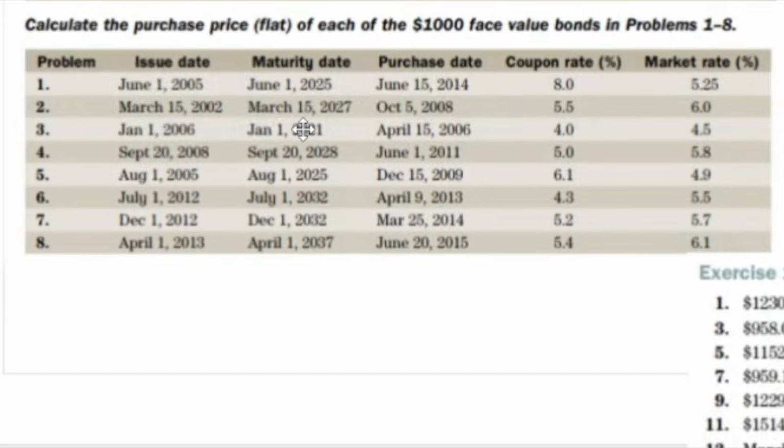That's the simple case. When we added on another layer on this, we sold the bond, or someone bought it from us. Let's assume that the purchase date, someone bought it from us on April 15th, 2006. The question is, what price should we charge for it? Okay, here's the setup mechanics.